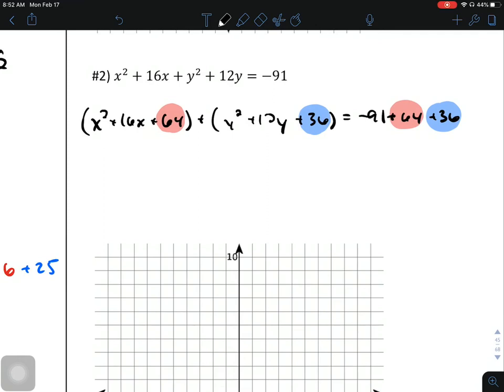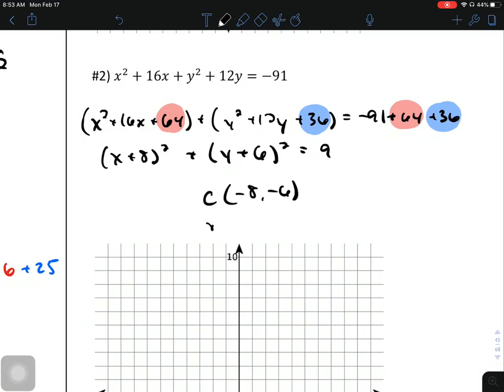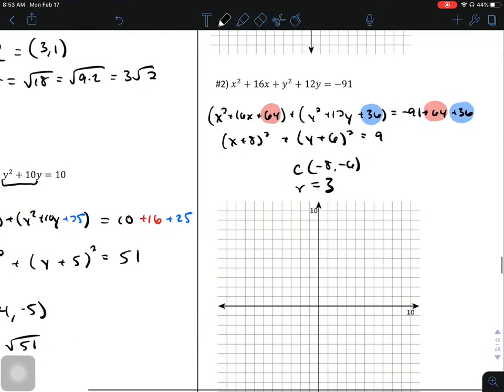The trinomial with the x's in it is going to be x plus 8 quantity squared. The ones with the y's is y plus 6 quantity squared. 64 plus 36 is 100. 100 minus 91 is 9. The center is going to be negative 8, negative 6, and the radius is the square root of 9, which is 3.